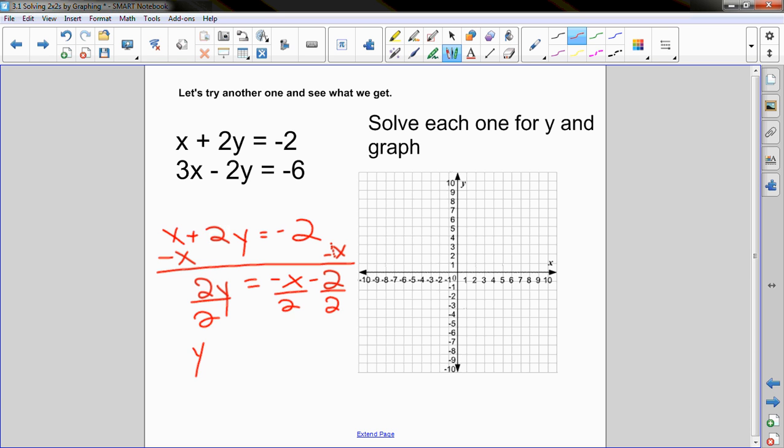So I get y is equal to, what's going on? What's negative x over 2? Is there some number really there? Yeah, there's a negative 1 really there. So isn't it just negative 1/2 x? Good job. It's just negative 1/2 x. So what about my plain number? What about my negative 2 divided by 2? Yep, negative 1. Good job.